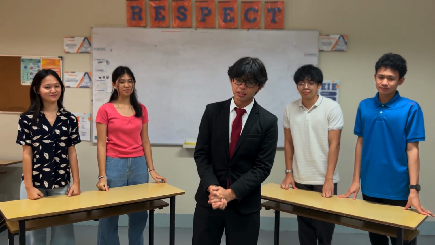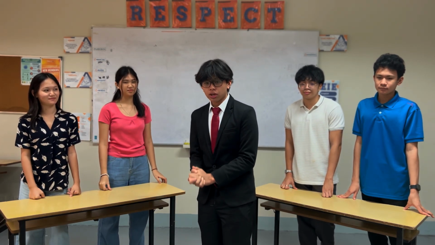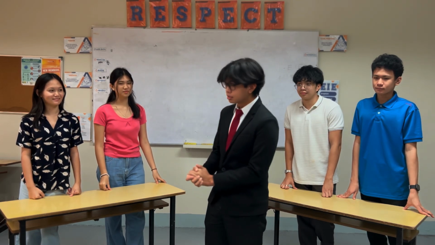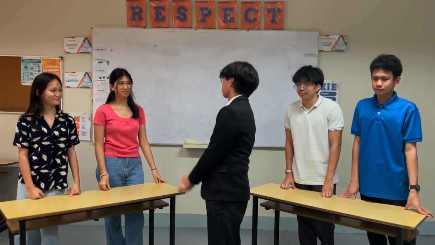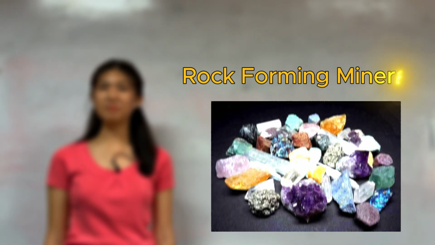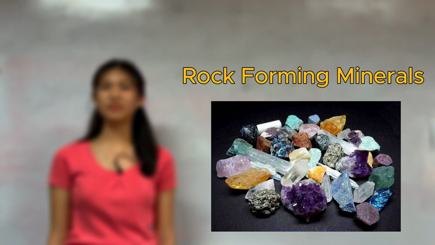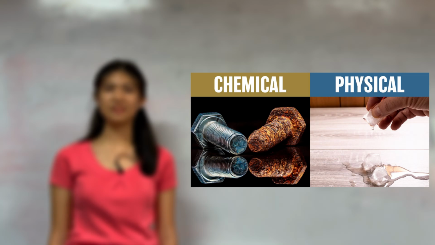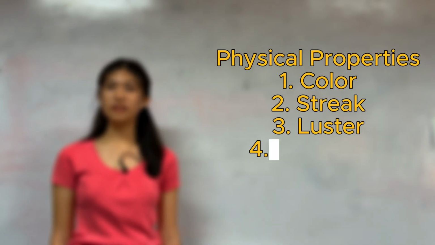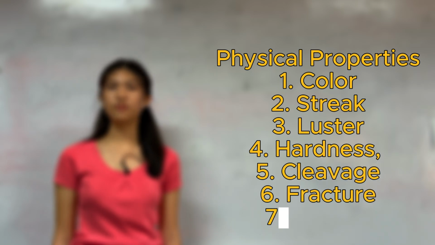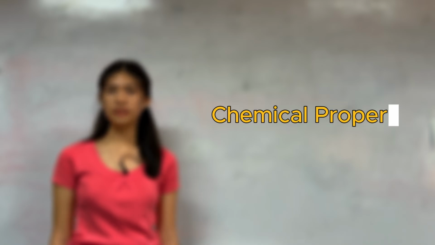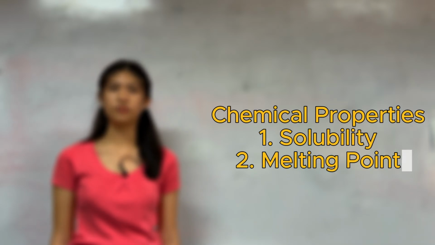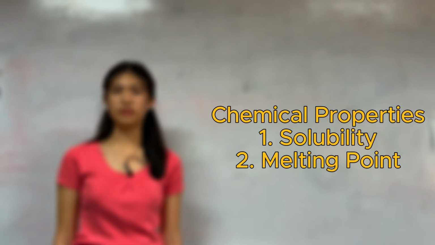Before securing the point, let's ask you, what is the reason behind it? Well, rock-forming minerals are identified based on their physical and chemical properties. The physical properties include color, streak, luster, hardness, cleavage, structure, and density, while the chemical properties like solubility and melting point are essential for differentiating between minerals.